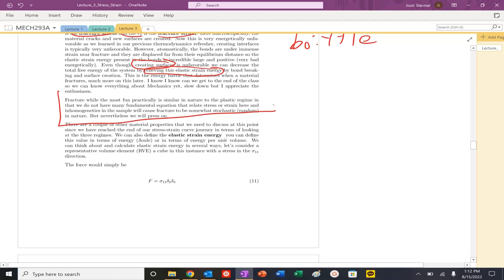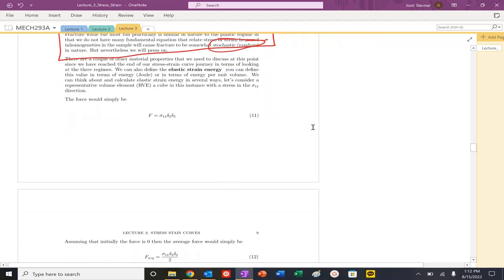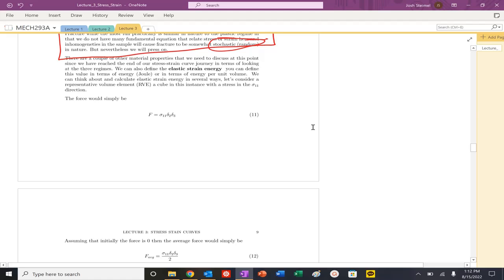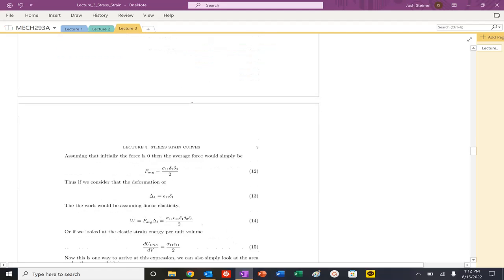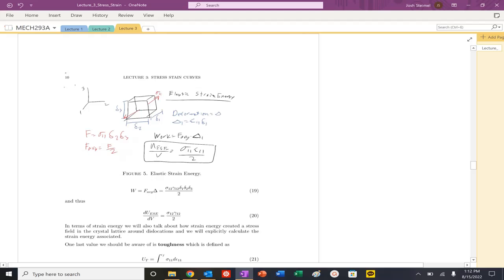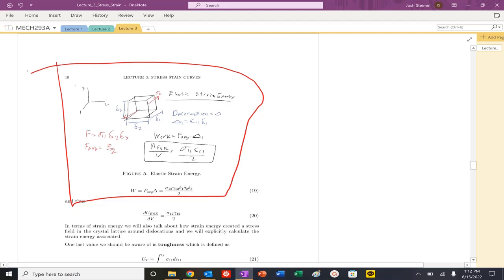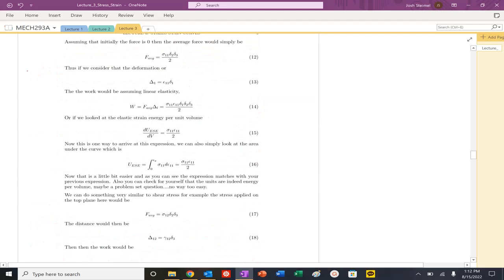And again, very similar to the plastic regime, it is empirical, stochastic, and depends on those local inhomogeneities, and that's what we'll be looking at there. A couple other material properties. Again, elastic strain energy, we kind of mentioned it previously. It's going to be in that elastic regime, basically the area under the curve, and you could calculate that. There's a couple other ways you can do it. If we take an RVE, representative volume element, this is our RVE. We could actually calculate the elastic strain energy here.